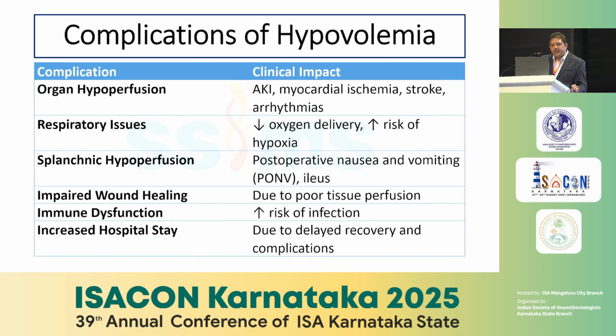Complications of hypovolemia. Prolonged hypotension can lead to organ hypoperfusion and acute kidney injury, myocardial ischemia, and respiratory issues like decreased oxygen delivery and increased risk of hypoxia. Splanchnic hypoperfusion correlates with postoperative nausea and vomiting and paralytic ileus. Impaired wound healing due to poor tissue perfusion, and immune dysfunction with increased risk of infection. Increased hospital stay due to delayed recovery and other complications.